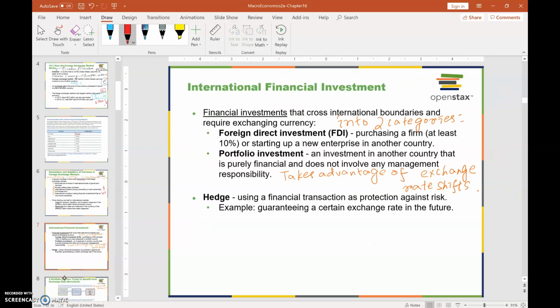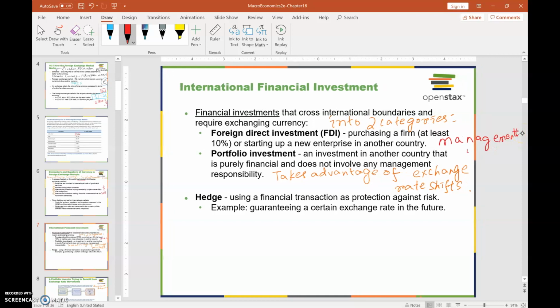So basically we are talking about investors doing foreign direct investments and portfolio investments. Foreign direct investment is defined as purchasing a firm or starting a new enterprise in another country. Over here, there is some vested management interest. That means you are part owner of the company abroad or in a foreign country.